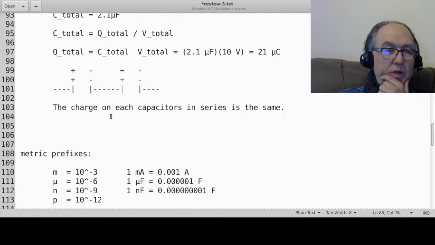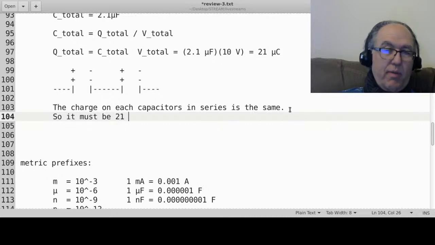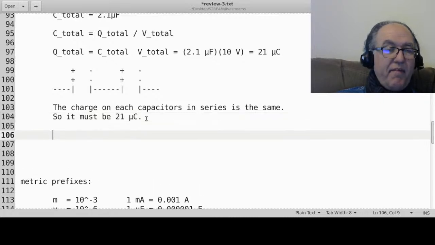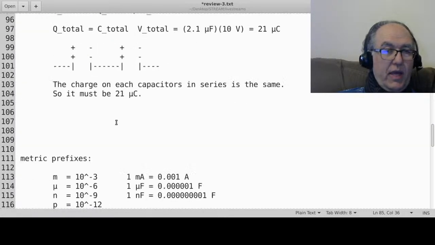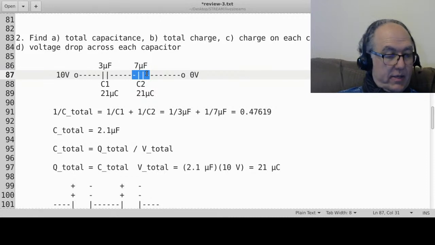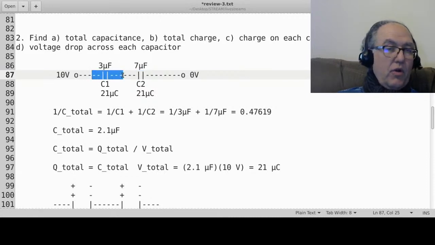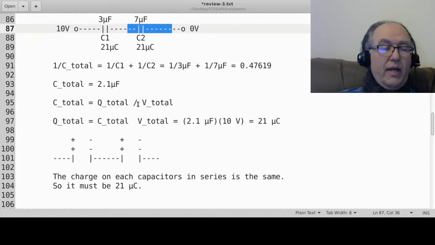The charge on each capacitor in series is the same, so it must be 21 microcoulombs. And then finally, we can ask what is the voltage drop across each capacitor. Now, you know that the voltage drop across one plus the other has to equal 10. But you don't know the voltage drop across one and you don't know the voltage drop across the other. And you say, well, how do you do that?